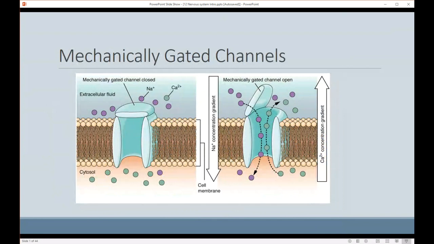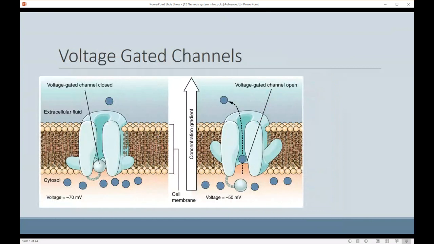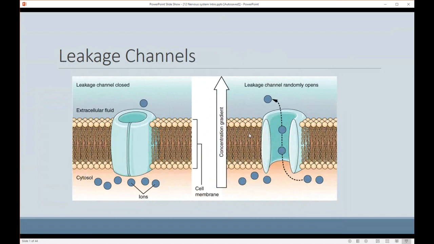And then we have mechanically gated channels. Those are actually the door, and a door has to physically open. And then we have voltage-gated channels. Depending on what the voltage is, we can open it. You can see this voltage-gated channel down here. It's closed. Once the voltage hits a certain point, the ball falls out, and then we can open that door. And then we have leakage channels. Leakage channels are randomly opening and closing.